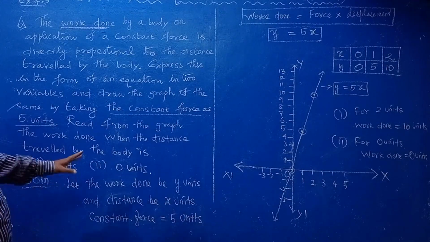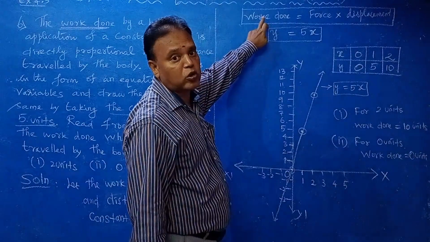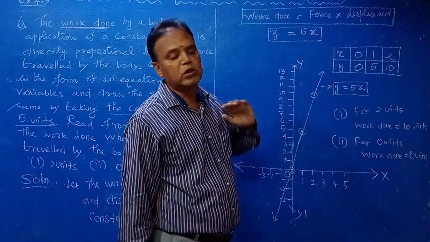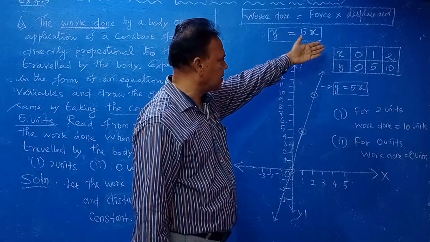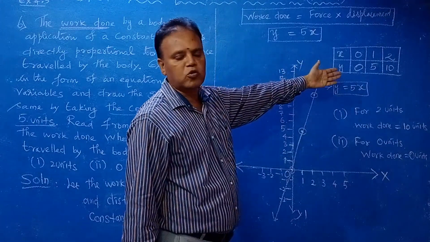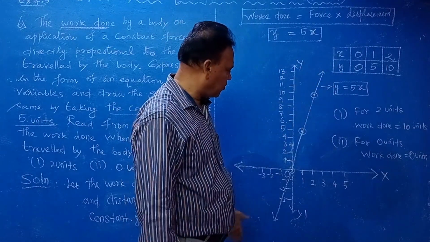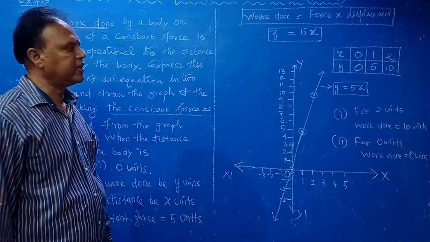So very simple only. You have to frame the equation. For that, you should know the formula: work done equals force into displacement, that is distance. Y equals 5x. Then tabular column, find out the solutions. Then plot the points on the graph. Then draw the straight line. Means you will get the answer.